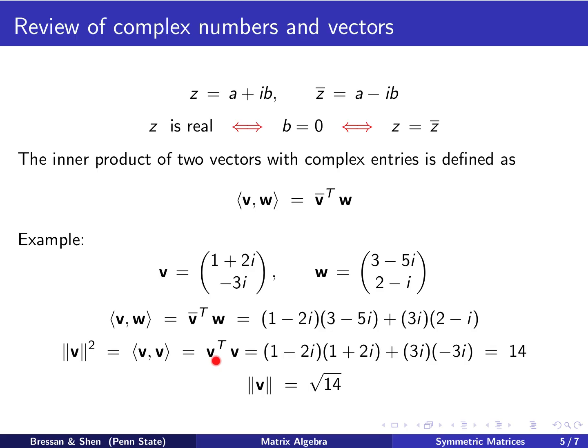So that means I will do the v transpose. Sorry, typo. There shall be the conjugate of v transpose times v. And then we will get 1 minus 2i times 1 plus 2i, and then positive 3i times negative 3i. If you work that out, you get a real number, which is 14. So the norm of v will be the square root of that, so it's the square root of 14. Okay, so this is a very rough review.